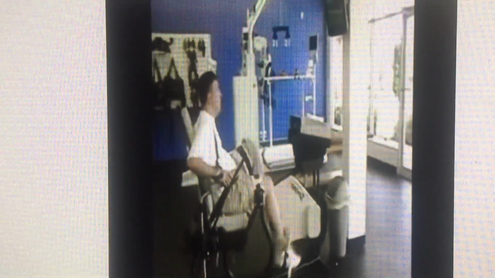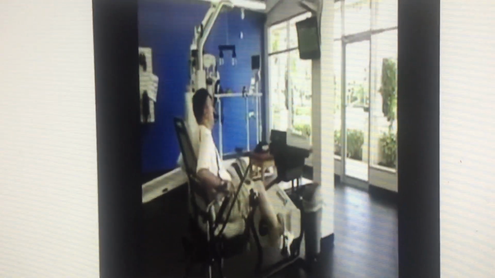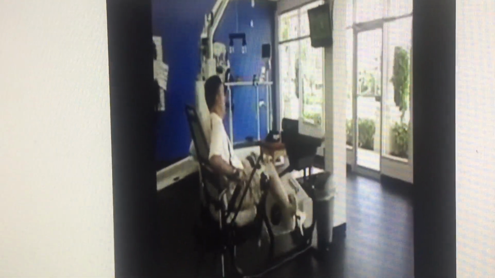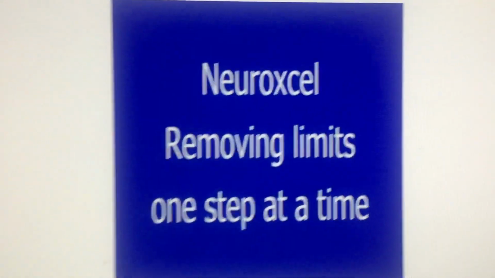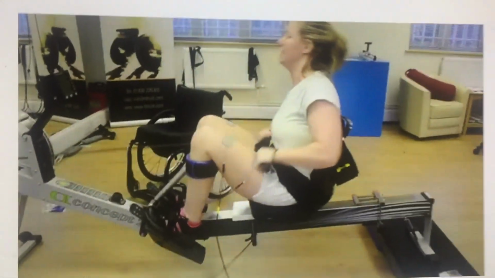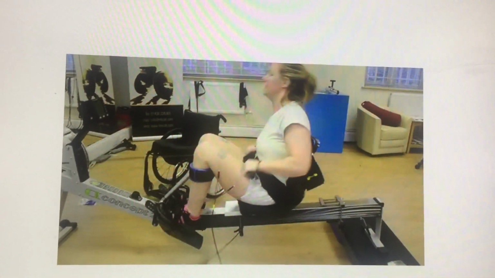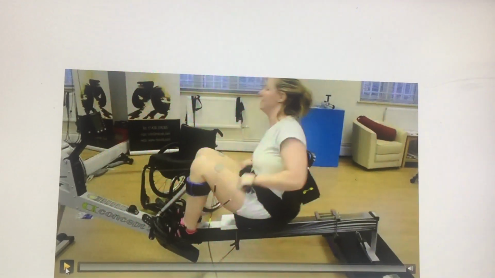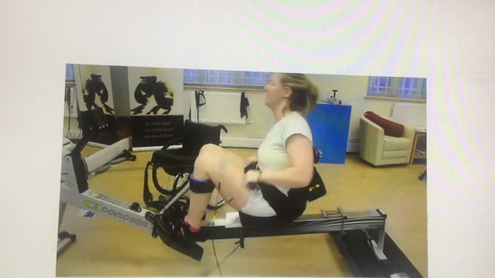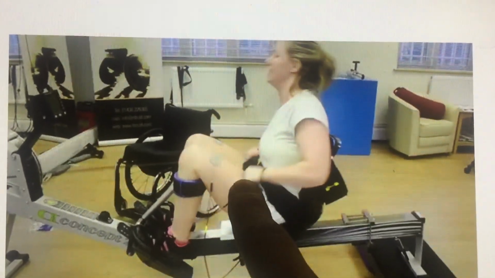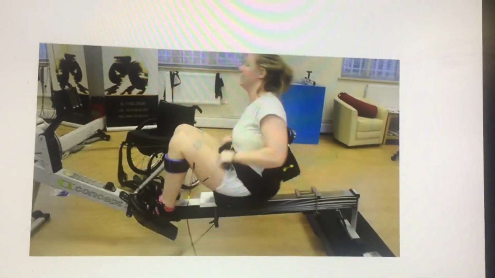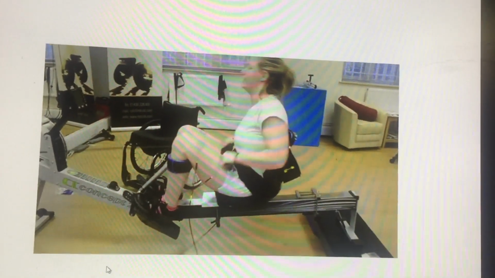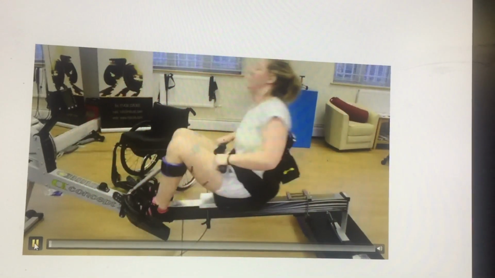So this person has paralyzed lower limbs, but through electrical stimulation and the sequential electrical stimulation of different muscles, they're able to actually pedal this ergometer and get a decent workout of their lower body muscles. They've also developed a rowing ergometer for people with spinal cord injury. So again, this girl has paralysis in her lower limbs, and you can see the stimulating electrodes are applied to her leg muscles. And again, her leg muscles are going to be sequentially stimulated, and that allows her to get a workout in on this rowing ergometer.